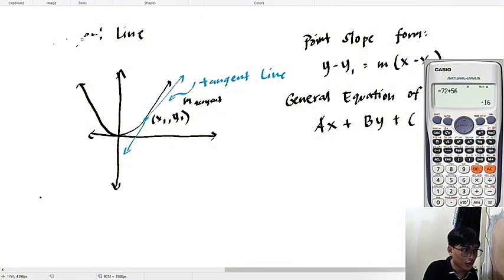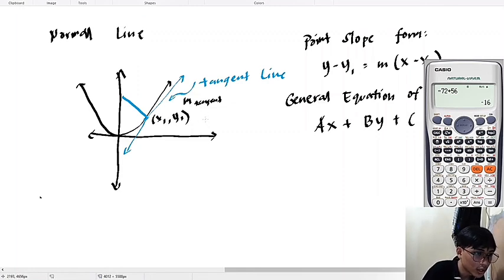Let's change it to normal line. Okay, normal line. Okay, so let's talk about the normal line. The normal line is just perpendicular to your tangent line, or the included angle between this line and this line is 90 degrees. Okay, so this will be your normal line or normal to the curve.